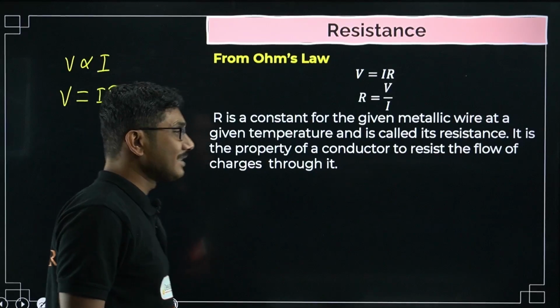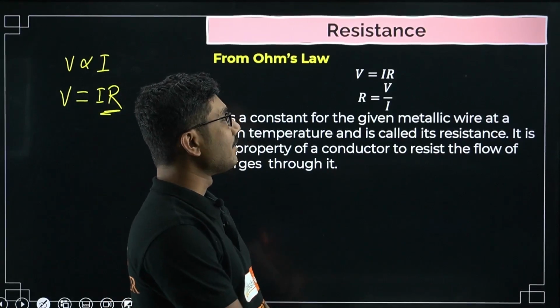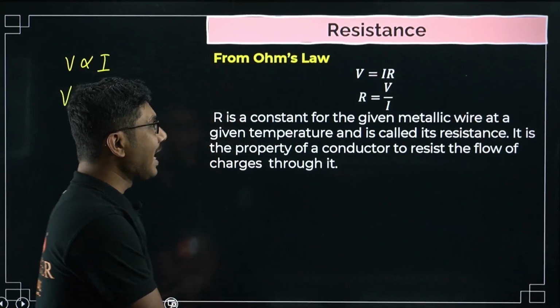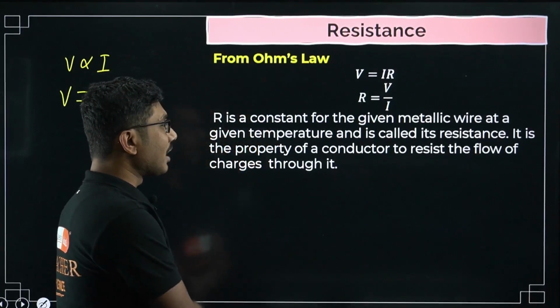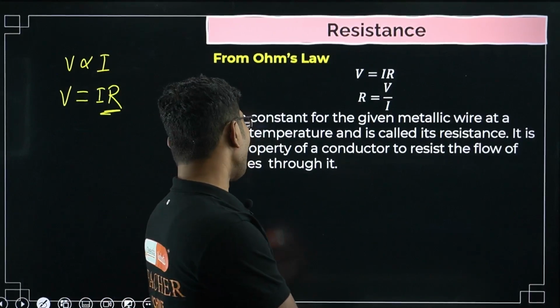So let's define resistance. R is the constant for the given metallic wire at a given temperature and is called its resistance. It is the property of the conductor to resist the flow of charges through it.